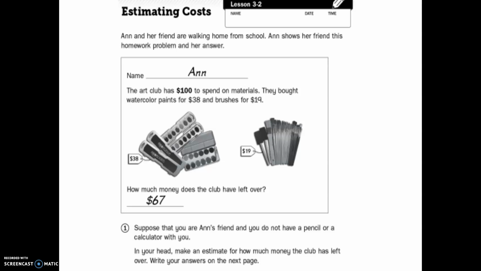Here we have Anne and her friend, and they're walking home from school. Anne shows her friend this homework problem and her answer. So the problem: the art club has $100 to spend on materials. They bought watercolor paints for $38 and brushes for $19. So here we have that whole supply was $38 and all those brushes were $19 together. How much money does the club have left over after she bought it? Anne says they had $67 left.